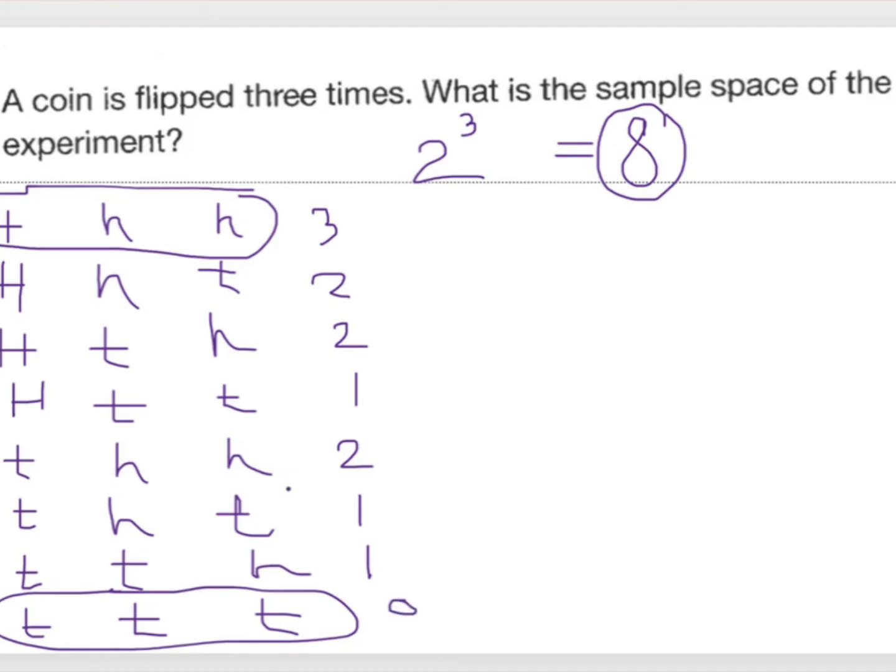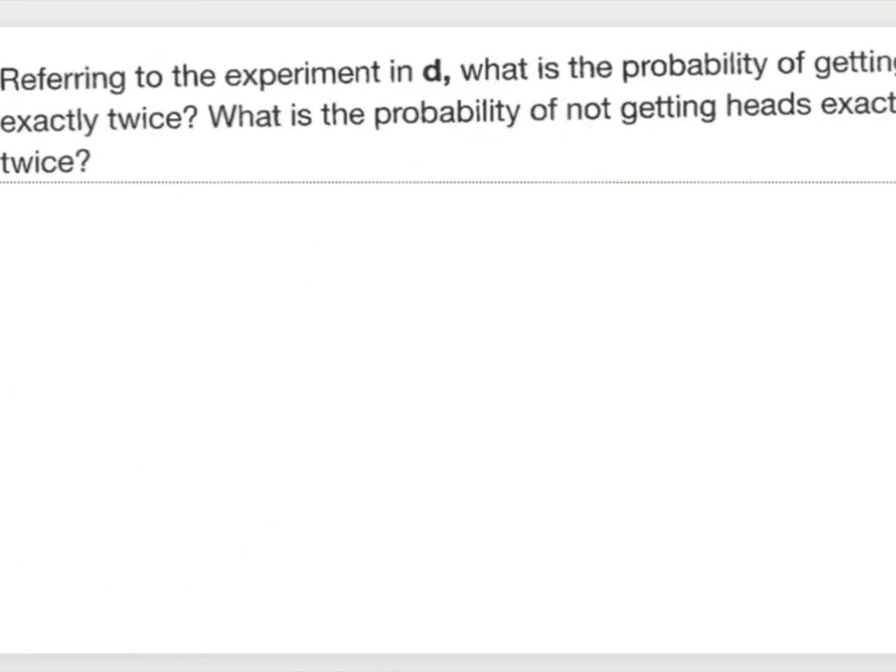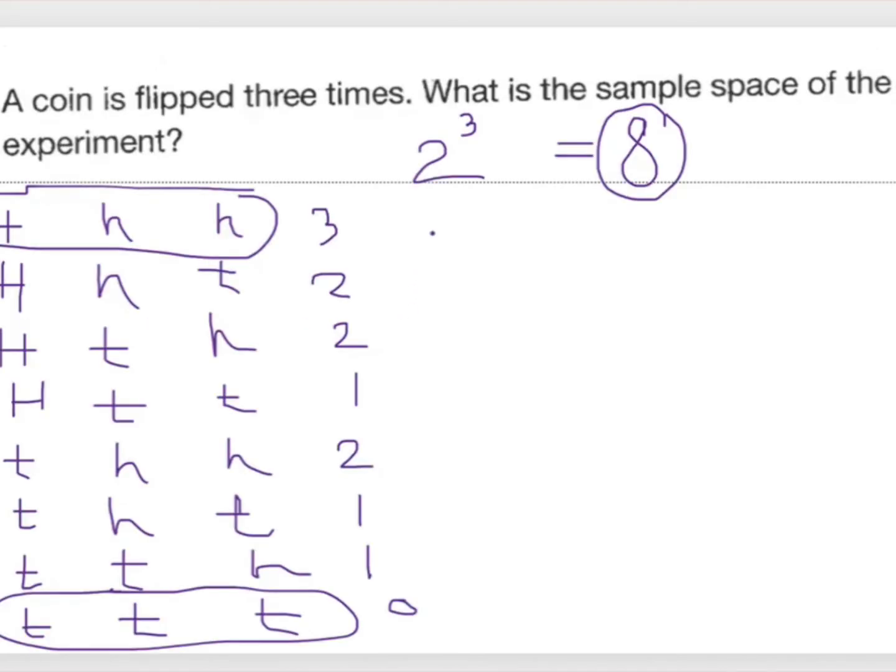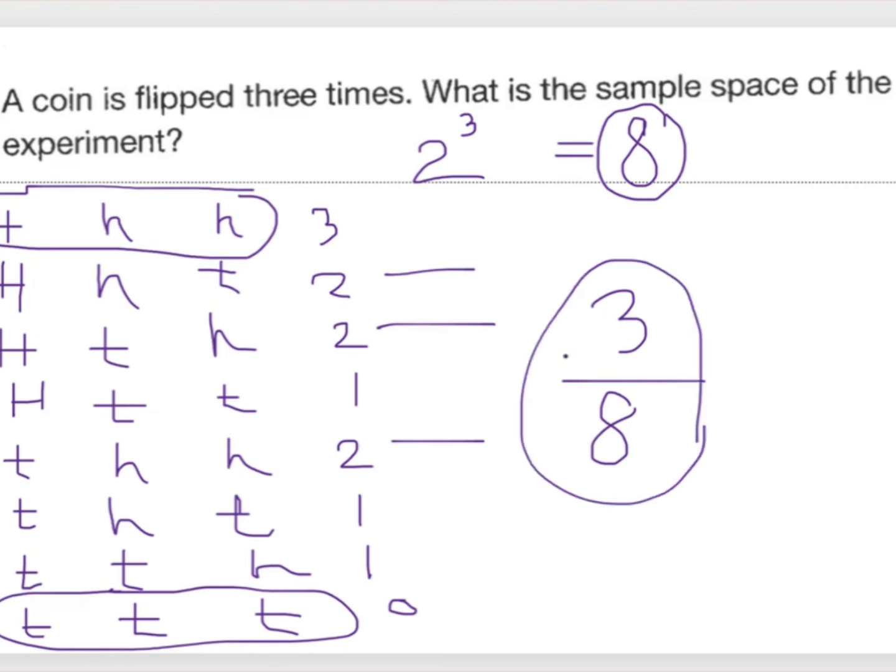Okay, so I'm going to get 2 heads. What is the probability of getting heads exactly twice? This one, this one, this one. I have 3/8 is the probability because I have 8 in my sample space, and 3 of those 8 options would give me exactly 2 heads.